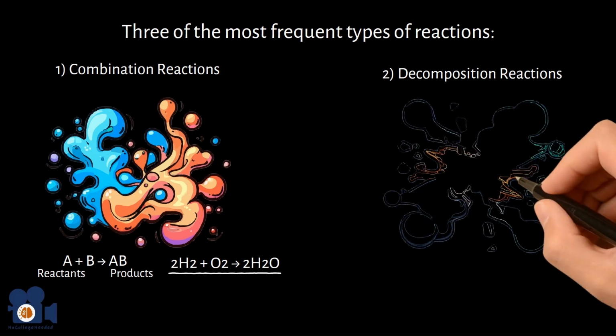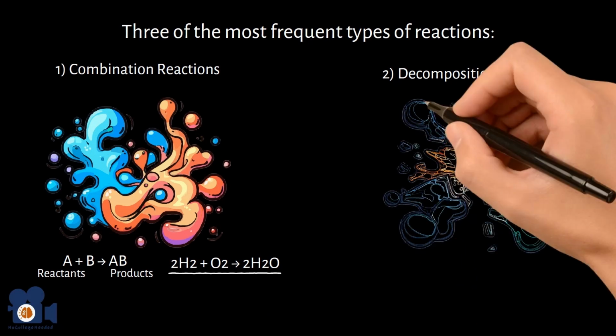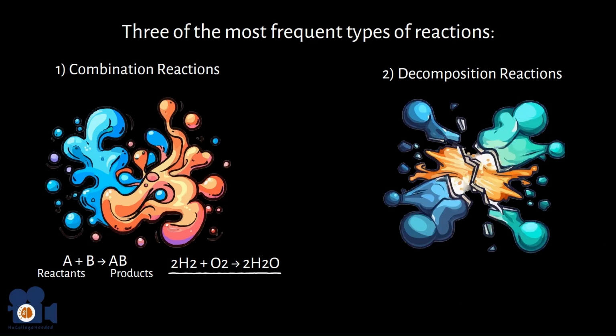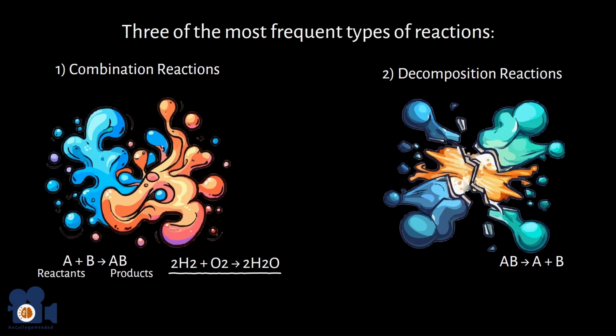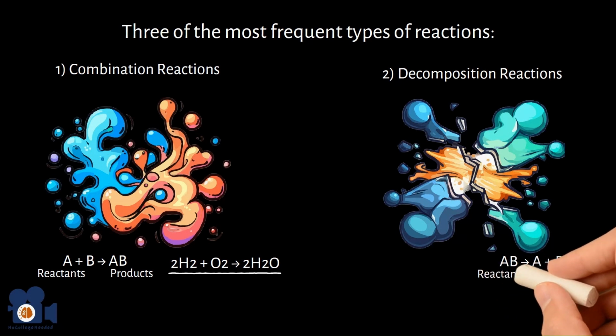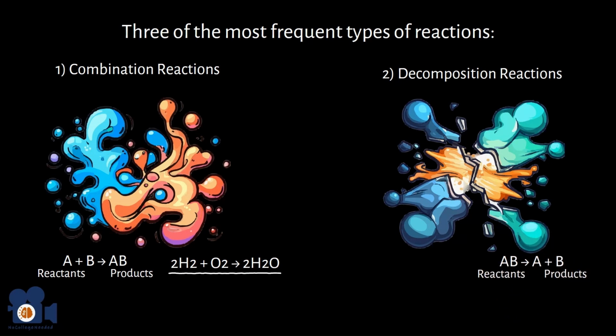Decomposition reactions are the opposite of combination reactions and are a type of chemical reaction in which a single compound breaks down into two or more simpler substances. In other words, the reactant decomposes into two or more products. The general equation for a decomposition reaction can be represented as follows: AB yields A plus B. In this equation, AB represents the reactant, and A and B represent the products. The reaction is often endothermic, meaning it requires energy in the form of heat or light.